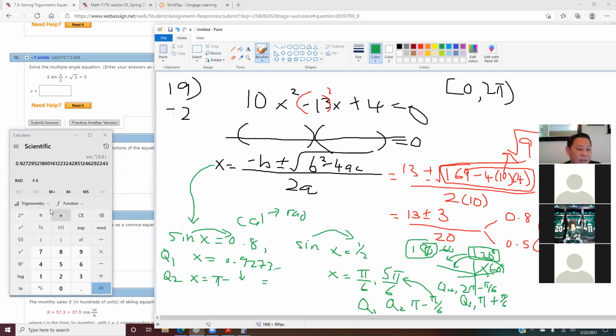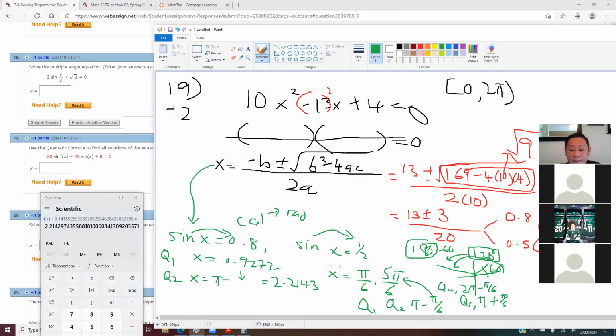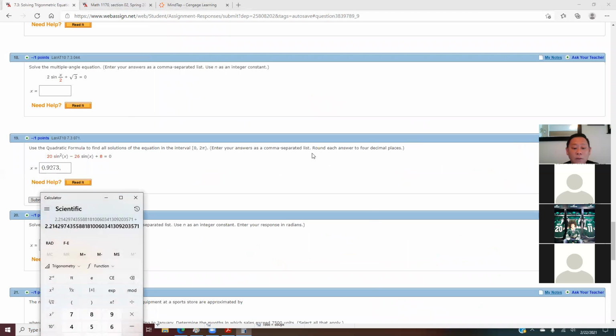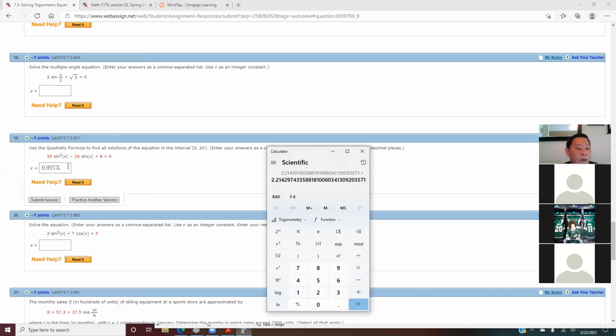So in this case, I need to take pi minus it. So I put a negative sign and then plus pi to it. That will give me 2 point something, 2.2143. Okay, so your answer in this case will be this 2 plus the pi over 6 and 5 pi over 6. So in this case, your answer is 0.9273. What was the one I have in my calculator? This number, 2.2143.